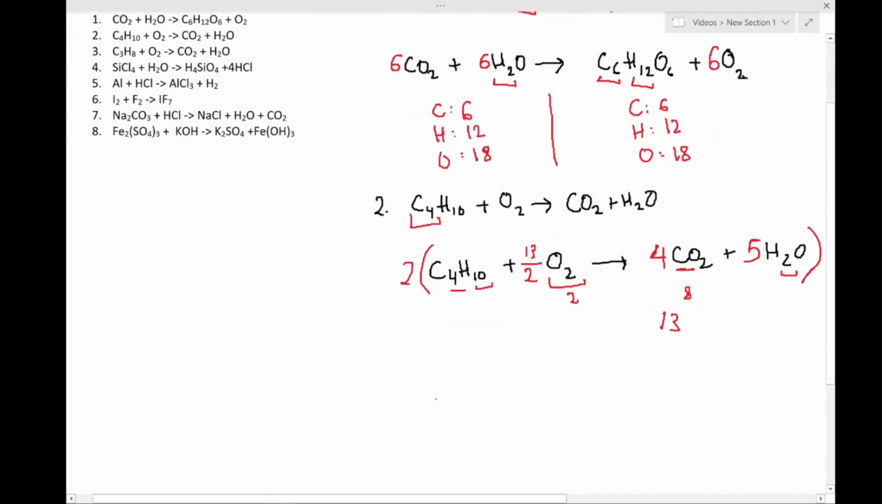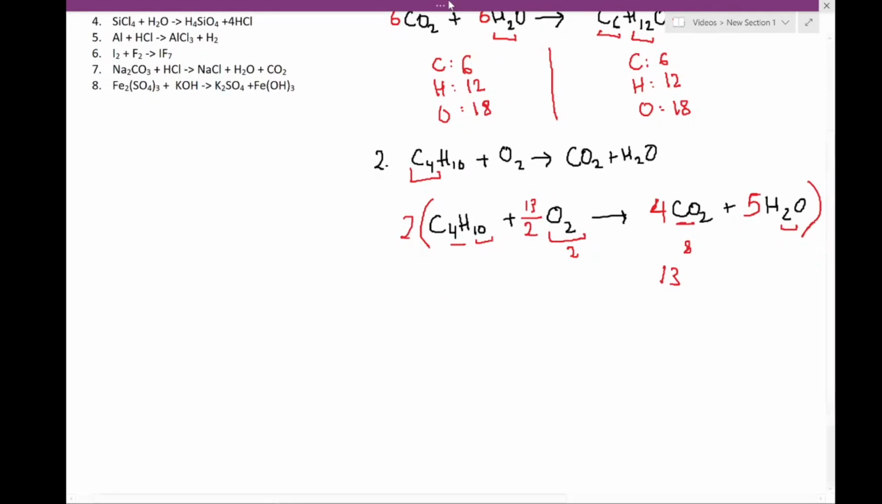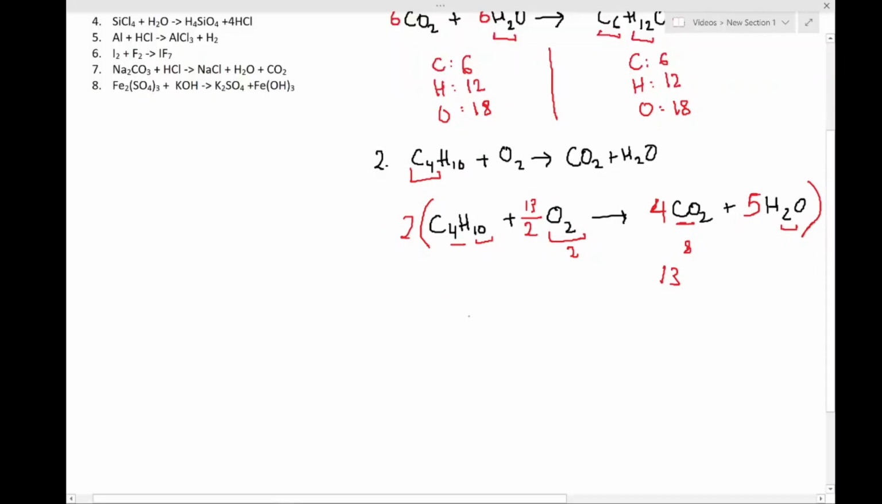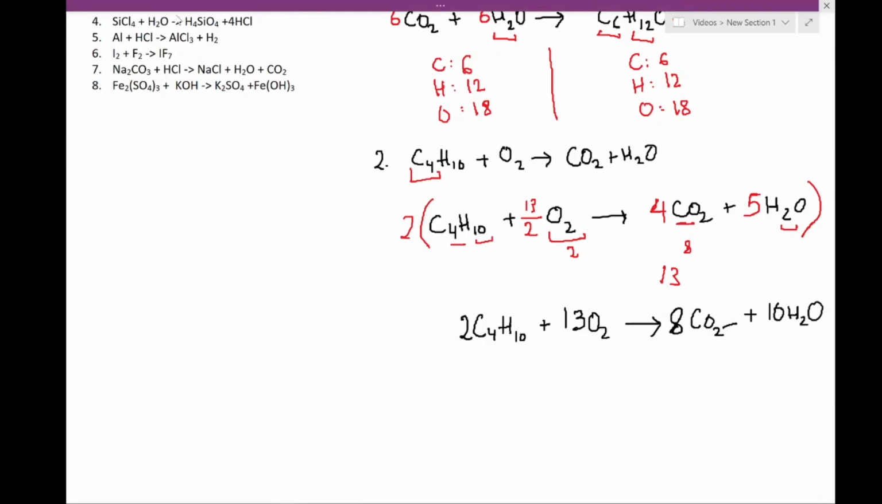And so our final equation, when we're multiplying everything by 2, is 2C4H10 plus 13O2, where the 2 cancels the 2 in the denominator, which gives us 8 CO2 plus 10 H2O.